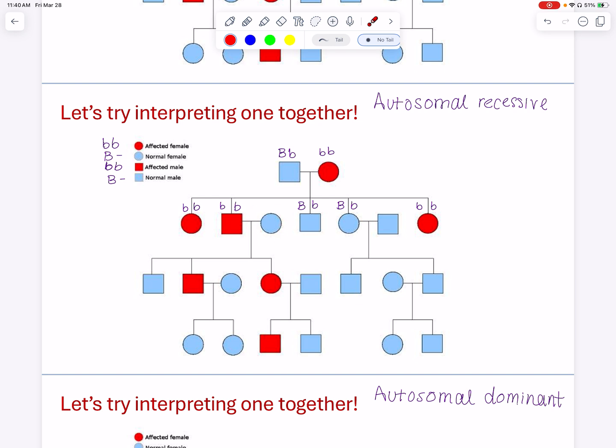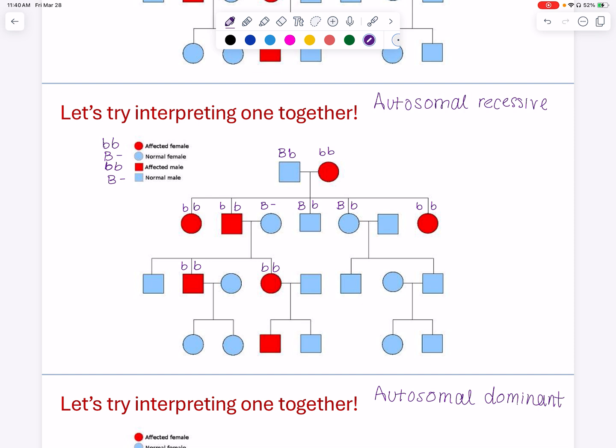Now, at this time, we don't know if that female is going to be big B, little b, or big B, big B. So I'm just going to put a B here and just put a little dash because we don't know just yet. If we go down, we can see that we have an affected male, so that must be little b, little b, and we have an affected daughter.